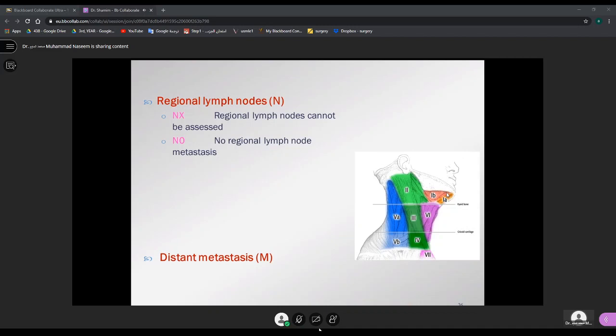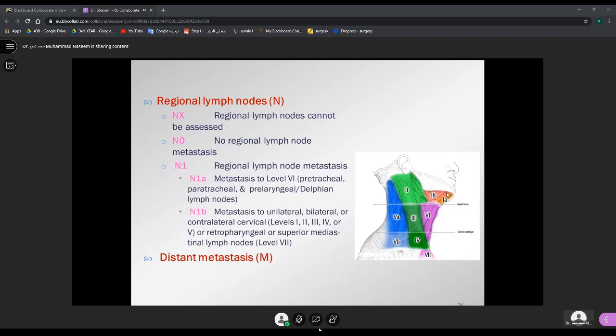NX is regional lymph node cannot be assessed. N0, no regional lymph node metastasis. N1 is the presence of node metastasis, divided into N1A, metastasis to level 6 node. This is the first stage. This includes pretracheal, paratracheal, and perilaryngeal nodes. Whereas N1B is metastasis to unilateral, bilateral, or contralateral cervical nodes, that is level 1, 2, 3, 4, 5, or to level 7 nodes. Distant metastasis only includes M0 and M1, whether present or not present.